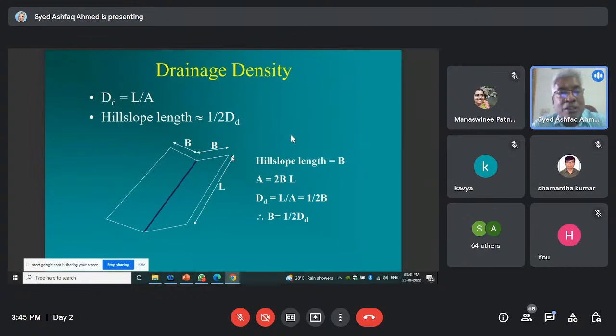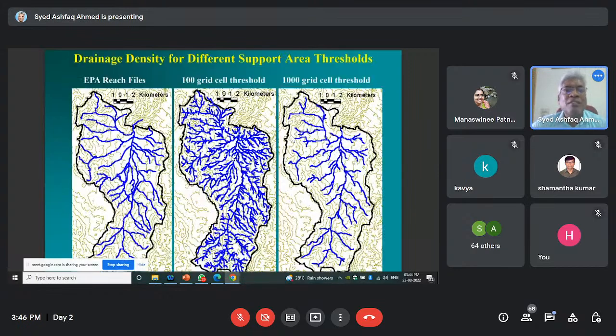There are a lot of applications for this. If the drainage density is very high, the water inflow and accumulation of water will be very high. If the drainage density is high, soil erosion also will be very high. There are so many basic aspects you can cover once you analyze drainage density and other morphometric features. You can extract the drainage pattern like this with a 100 grid cells threshold, 1000. You can give the threshold appropriately, starting from 75 up to 1000, depending upon your study.